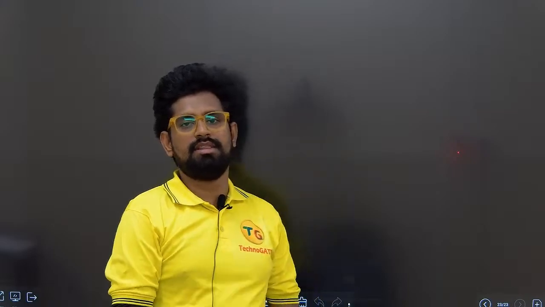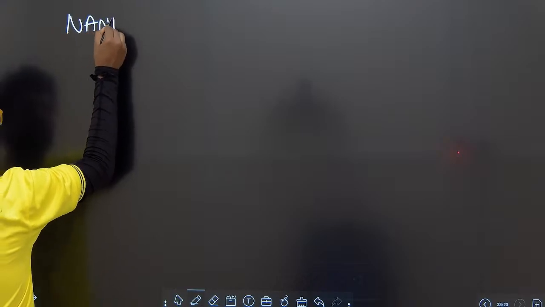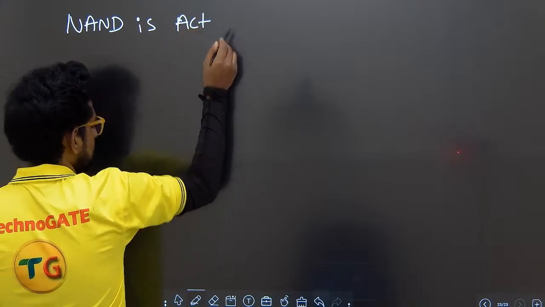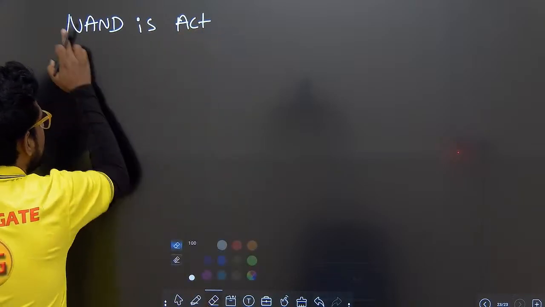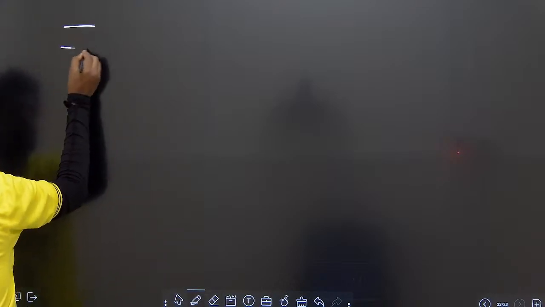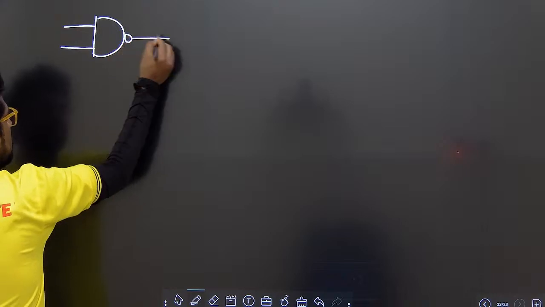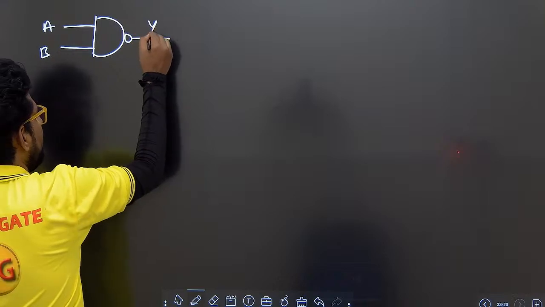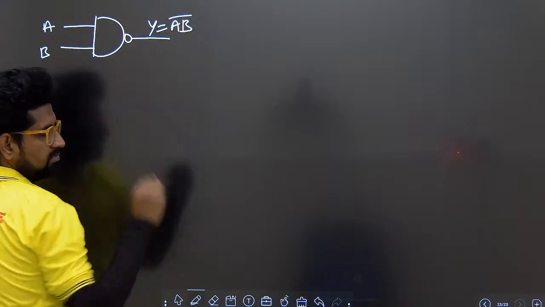Now we are going to see a very important point, that is, the NAND gate acts as a universal gate. This is very important and interesting. So let us see why it is a universal gate. To avoid using space I am not keeping a heading. So A, B, what is the output? Y is equal to AB bar.